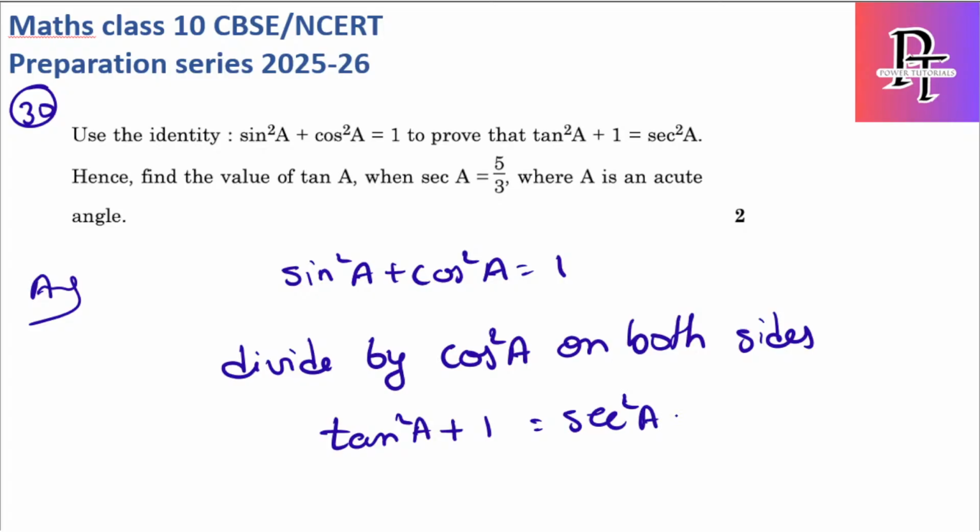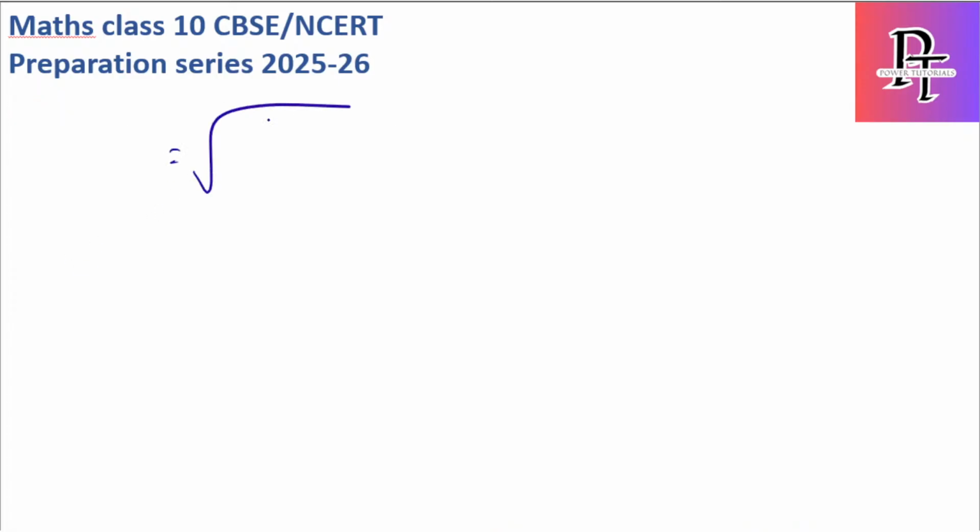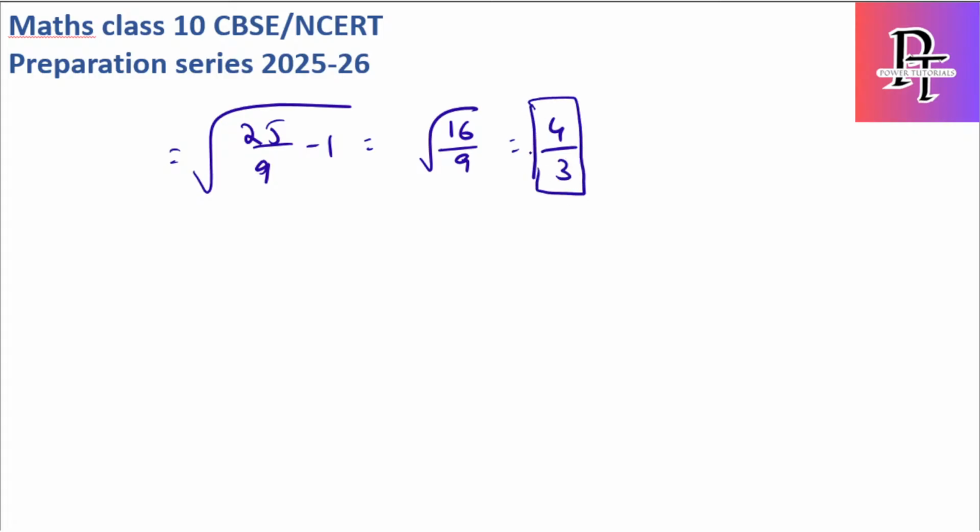Second, find the value of tan a when secant square a is 5 by 3. So substitute. Tan a is nothing but root of secant square a minus 1, which is root of 5 by 3 whole square minus 1. So this you will get root of 25 by 9 minus 1. 25 minus 9 is 16 by 9, which is 4 by 3. So in this question, the value of tan a is 4 by 3.